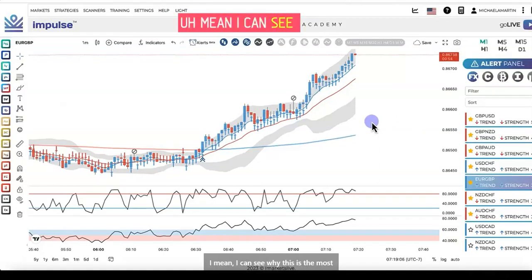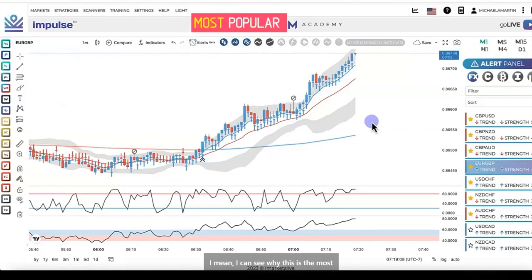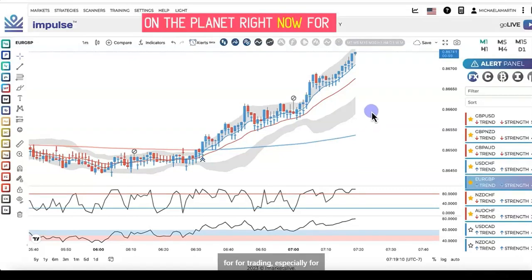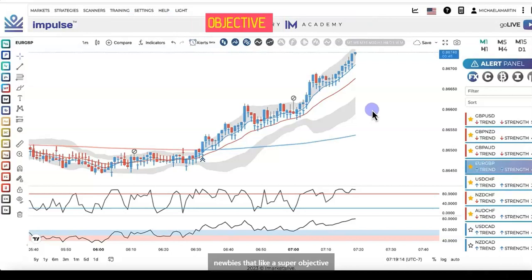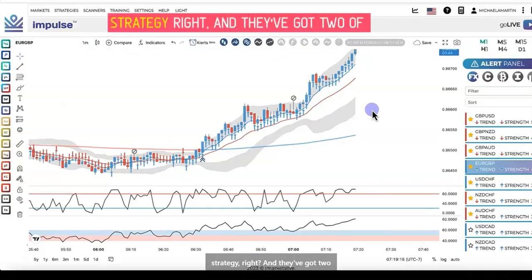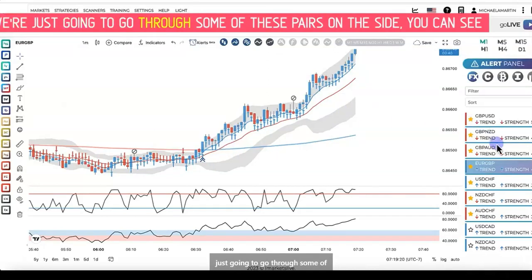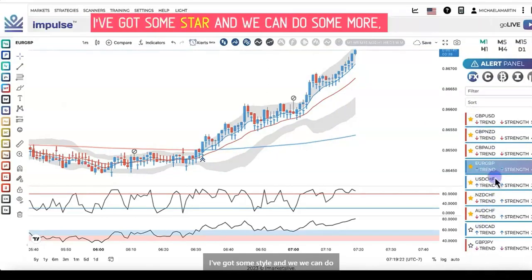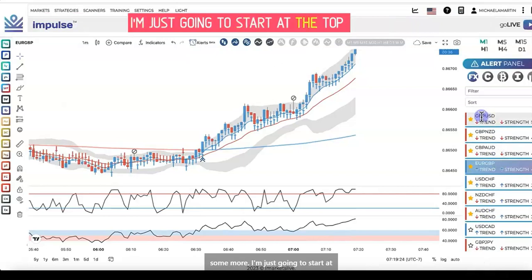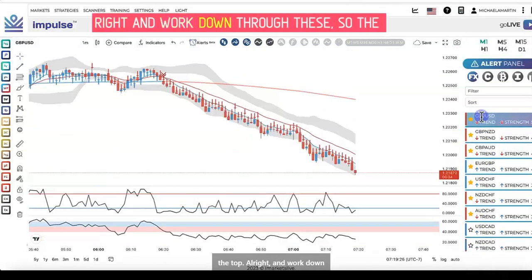I can see why this is the most popular tool on the planet right now for trading, especially for newbies that like a super objective strategy. And they've got two of them with this. All right, so we're just going to go through some of these pairs on the side. You can see I've got some started. We could do some more. I'm just going to start at the top and work down through these.